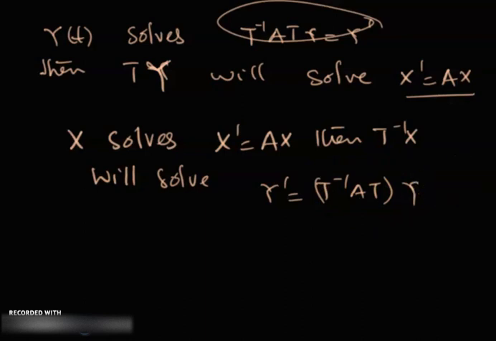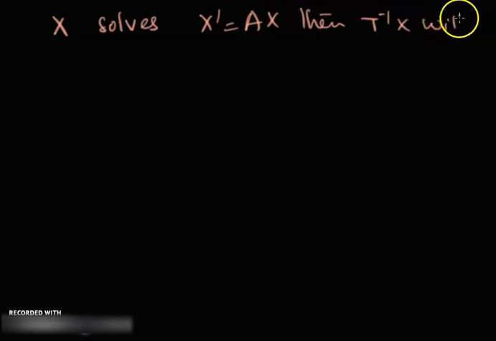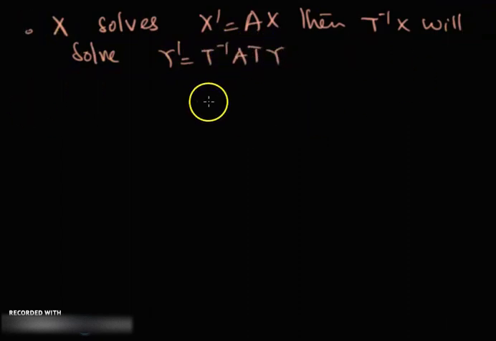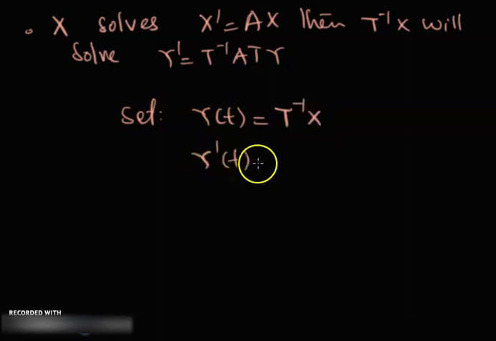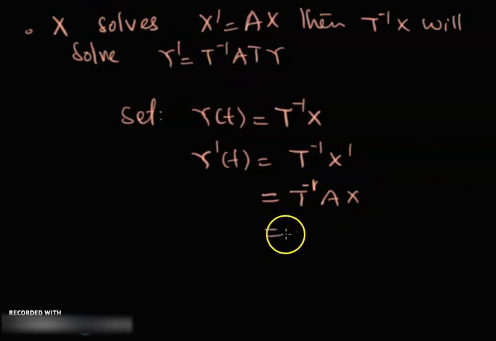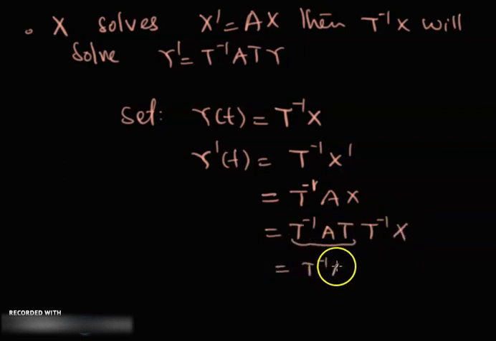Okay, so this is what you need to keep in mind, which in fact you can show. If x solves x prime equal to Ax, then T inverse x will solve y prime equal to T inverse A T y. How can we do that? Set y of t equal to T inverse x. Now apply the derivative. This is going to be T inverse x prime, and x prime is Ax, but I can multiply T and T inverse. So this is going to be T inverse A T, and then this is nothing but y. So you can show that if x is solving this, then T inverse x will solve this.